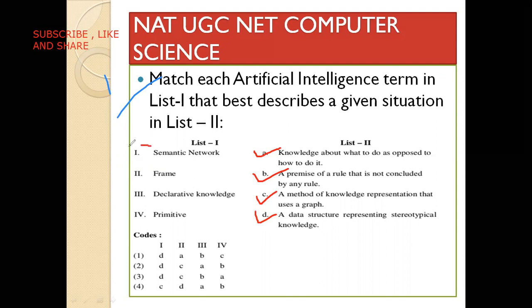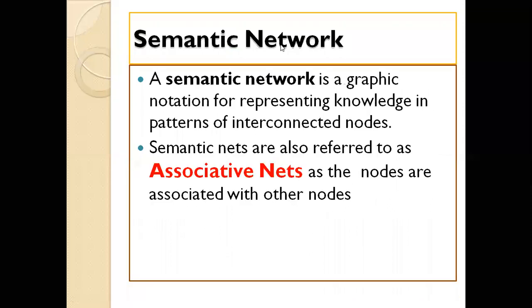So before answering this question, as I have said, you should have proper knowledge of the semantic network, frame, declarative knowledge, and primitive. Only then could you answer this question. So let's discuss each of them. First, I'm coming to the semantic network. The semantic network is a graphic notation for representing knowledge in patterns of interconnected nodes. Semantic networks are also referred to as associative nets. As you know, the nodes here are associated with other nodes.